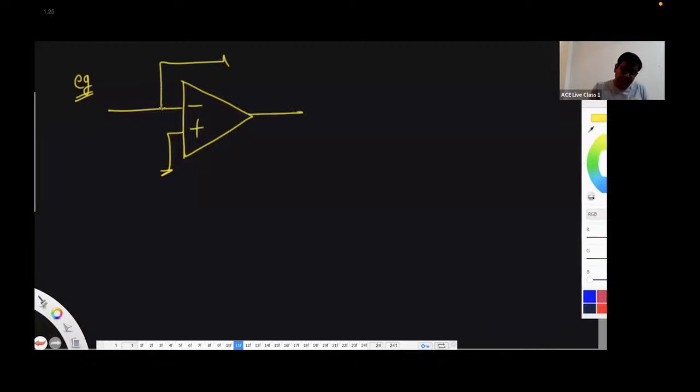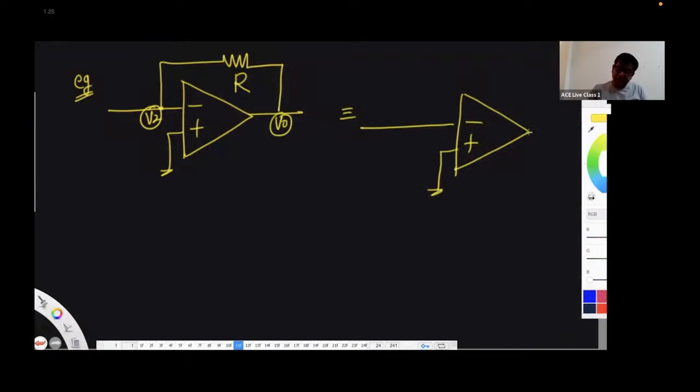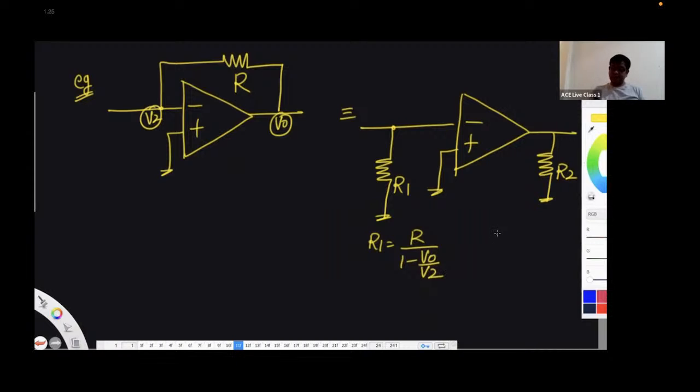If you remember this formula, then we can apply it everywhere. Suppose you have an op amp. In the op amp, if you find a resistor R here or a capacitor, this is V2 and this is V0. Then you can split this in this fashion. From V2 to ground, you can have R1. From V0 to ground, you can have R2. And what is R1? R1 is going to be R by 1 minus output voltage by input voltage. And R2 is going to be R by 1 minus 1 by output voltage by input voltage.